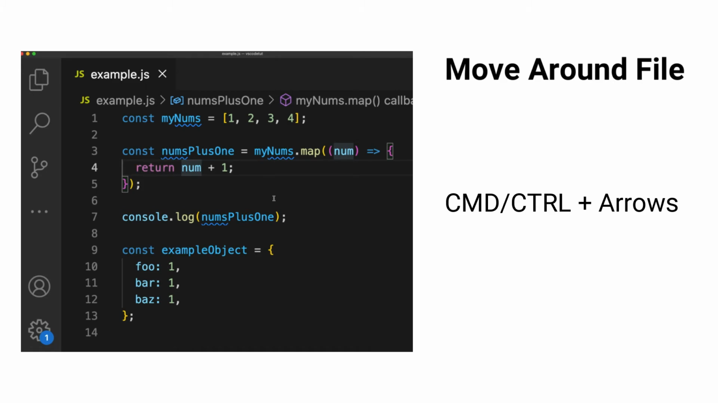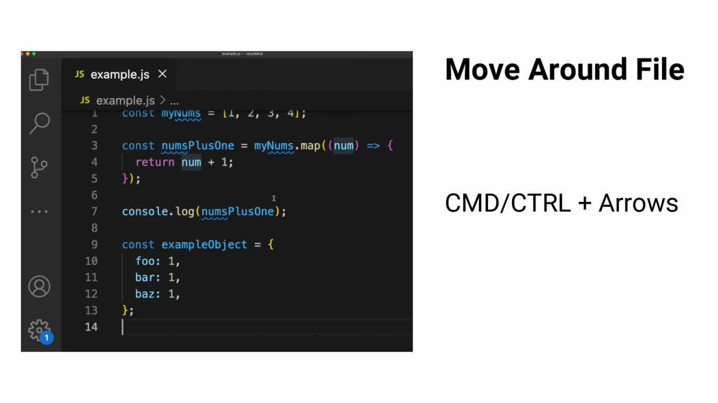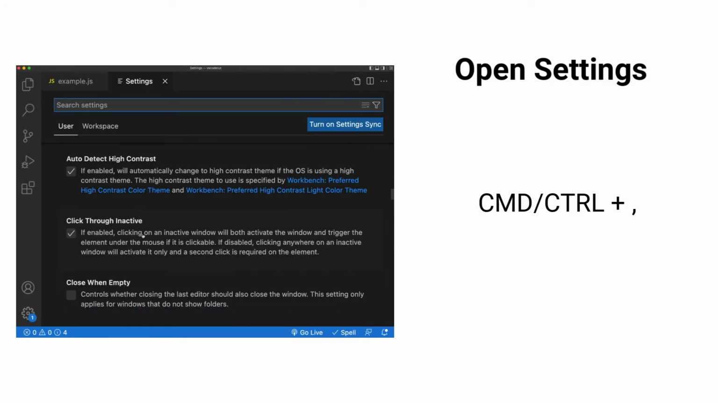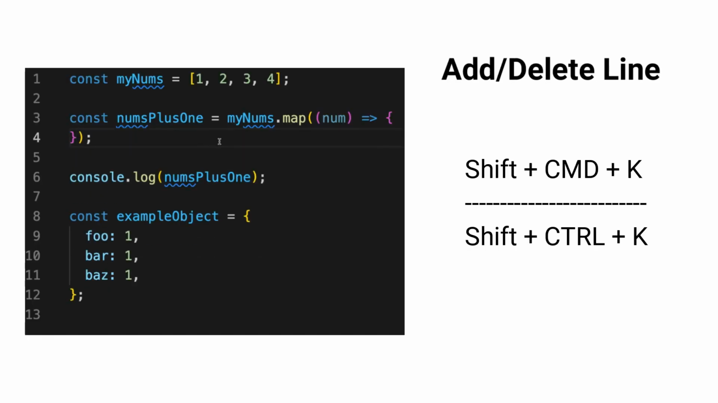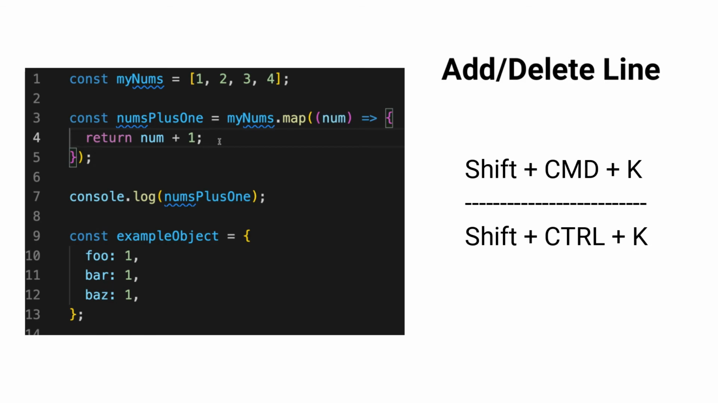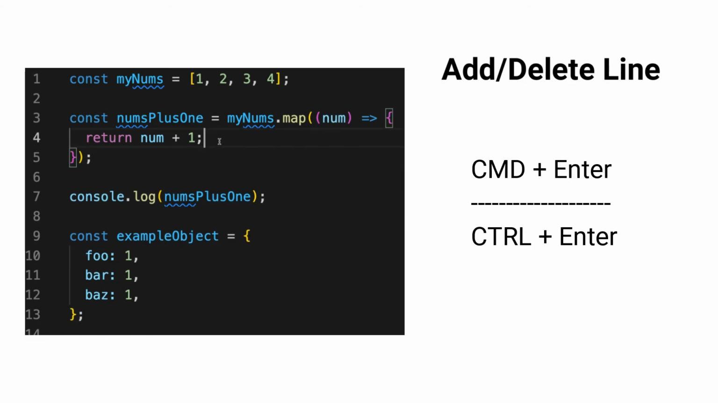You can also use the up and down arrow keys to go to the beginning or the end of a file. Typing Command plus comma or Control plus comma on Windows will open the settings menu. Typing Shift Command and K or Shift Control and K will remove a line, while Command plus Enter or Control plus Enter will create a new line.